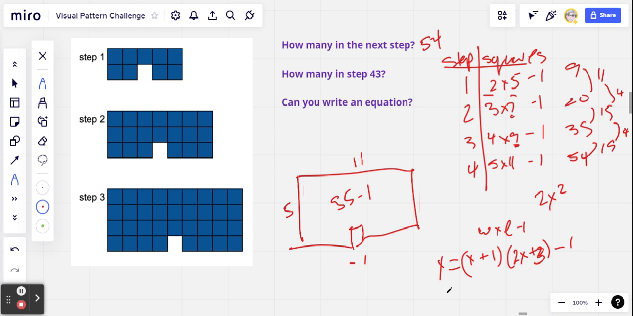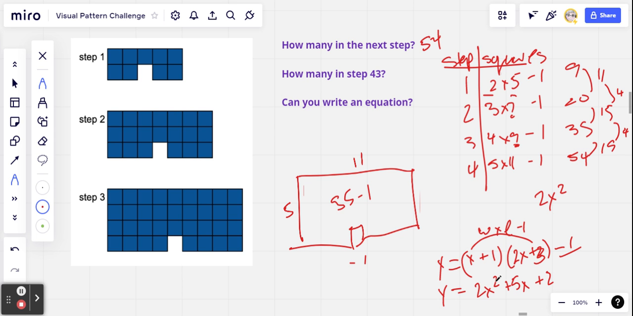I'm going to go ahead and FOIL it out, though, and simplify it. So let's see. That would be 2x squared. So these two, 2x squared. And then 2x times 1 is 2x. x times 3 is 3x. So that adds up to 5x. And then 1 times 3 is 3. But then minus 1 would be 2. So I'm getting 2x squared plus 5x plus 2 for our equation.